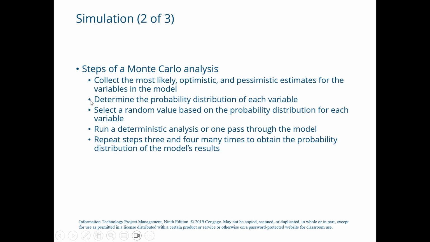So then the second point, after collecting the most likely, optimistic, and pessimistic estimates, the second step is to determine the probability distribution of each variable. So in this step, you have to find out what is the likelihood of a variable falling between the optimistic and most likely estimates.